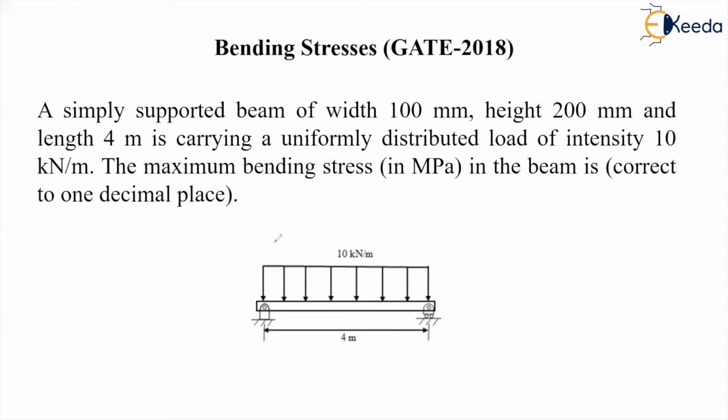So we are given a simply supported beam. One end is the hinge joint, another is the roller joint. A 4 meter length of the beam is given and the UDL is 10 kilonewton per meter. This is a uniformly distributed load. We have to find out the maximum bending stress in this beam. So let us solve this problem.